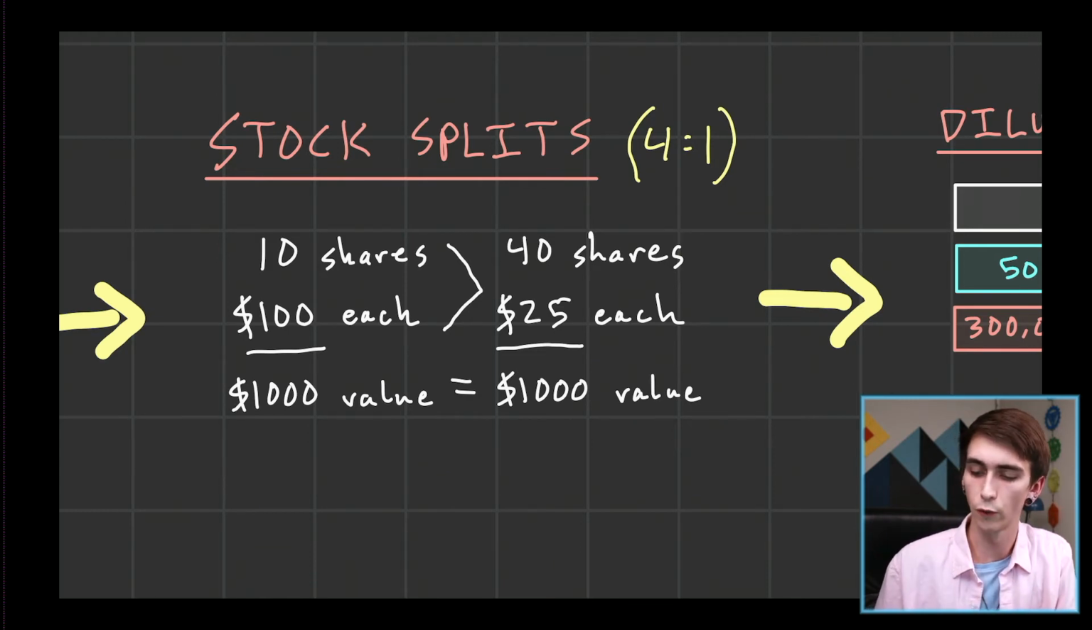Now imagine they do the 4-to-1 stock split. Now I have 40 shares and I have $25 each. The total is still the same, but what's happening here is I can basically buy more shares with less money.